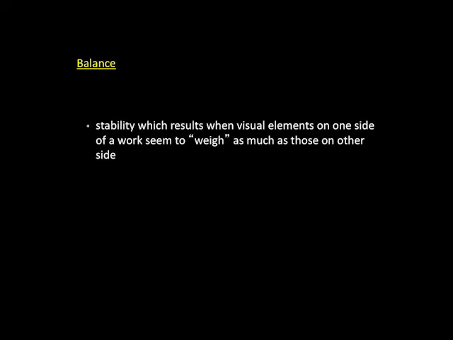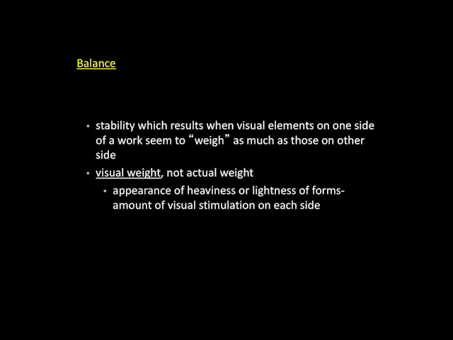That's it for scale. This little lecture goes pretty quick. So, the next principle that artists use is something called balance. Stability, which results when visual elements on one side of a work seem to, quote, weigh as much as those on the other side. This is talking about visual weight, not actual weight. The appearance of heaviness or lightness of forms, the amount of visual stimulation in each side.